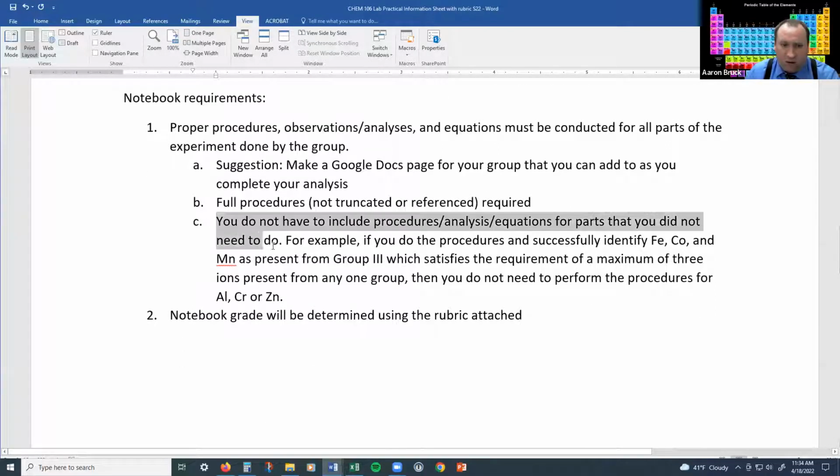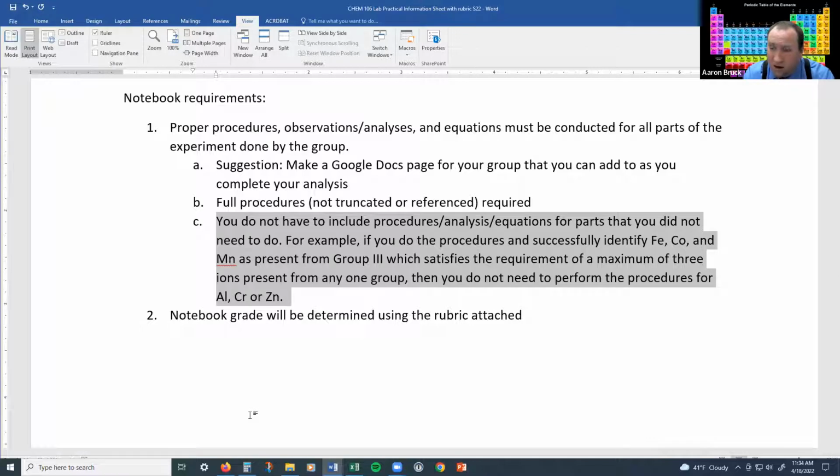One important note though: if, for some reason, you do not do part of the analysis, maybe because you already eliminated all of the options, you don't have to include those procedures. The example I give here is if you're doing the group 3 analysis and you determine that the first 3 ions are all present, you don't need to do the analysis of the back half of group 3. You can stop right there and not do the aluminum, chromium, and zinc. That would save you some time if you're certain that that's what happened.